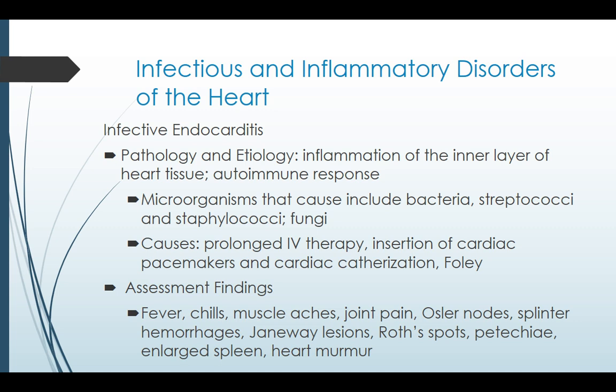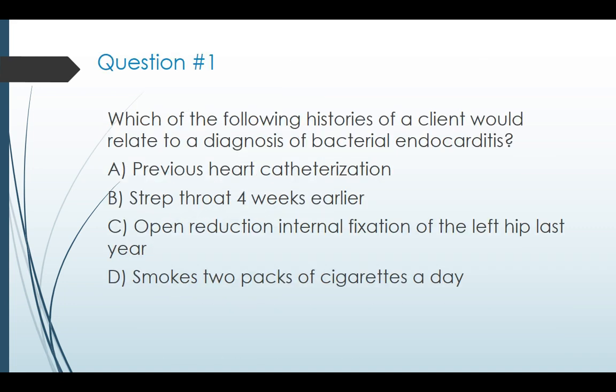Assessment findings: you're going to have fever, chills, muscle aches, joint pain. Osler nodes, look that up. It might be on a question. Splinter hemorrhages, Janeway lesions, Roth spots, petechiae, enlarged spleen, heart murmur. So those are things that you have to look forward to.